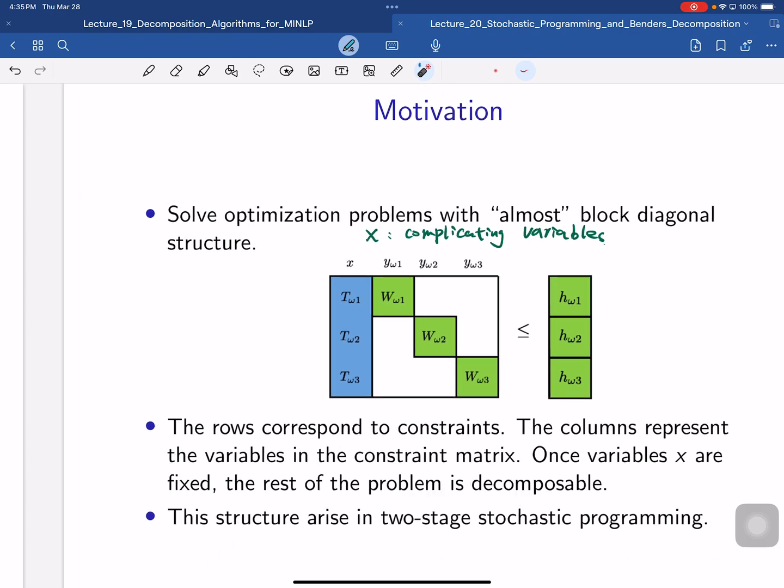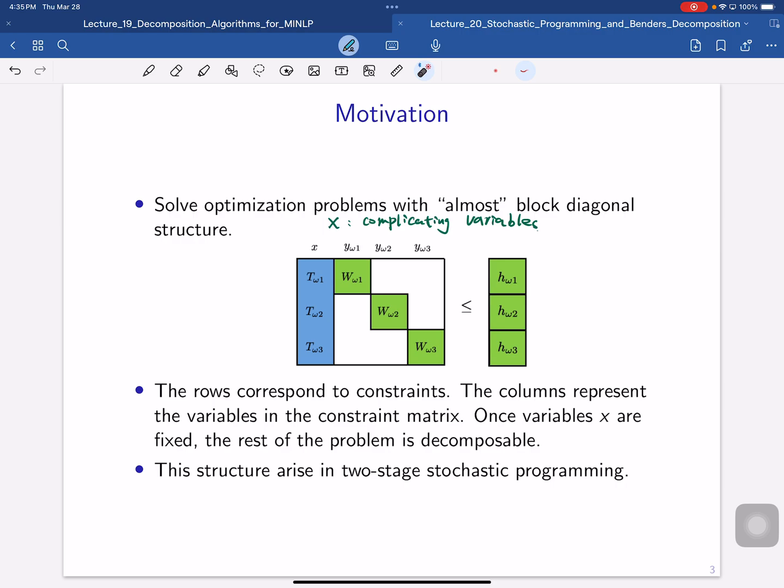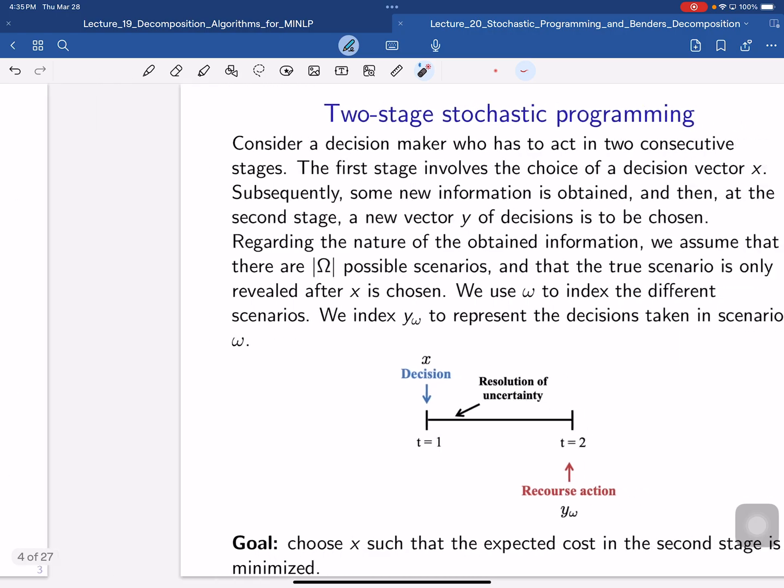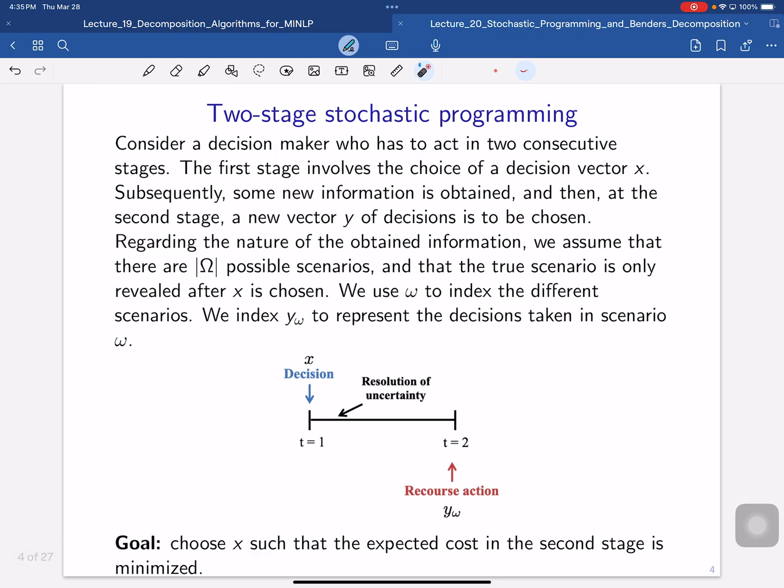Okay, so then let's show an application where this type of structure will appear. So this is something called two-stage stochastic programming. I will first give you a generic overview of what two-stage stochastic programming is. Then we will show you a very simple application. Then we can go back to this definition again.